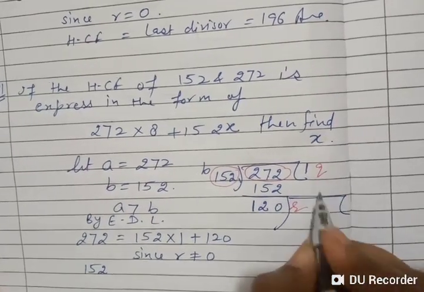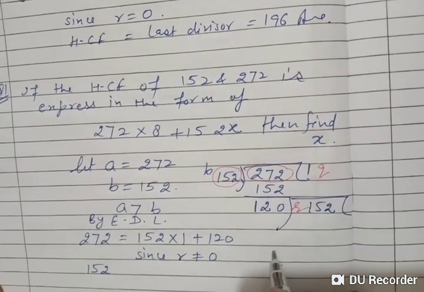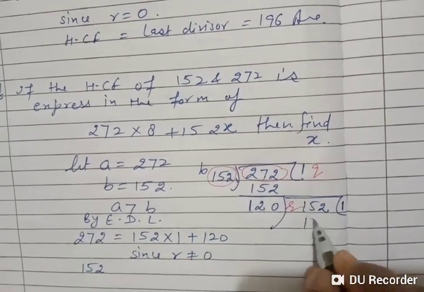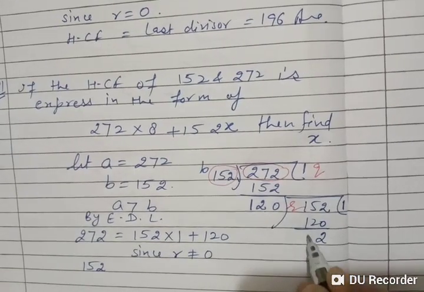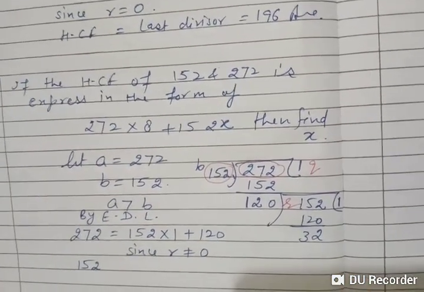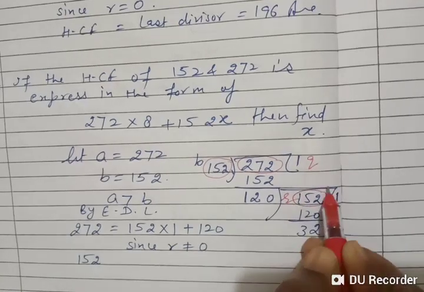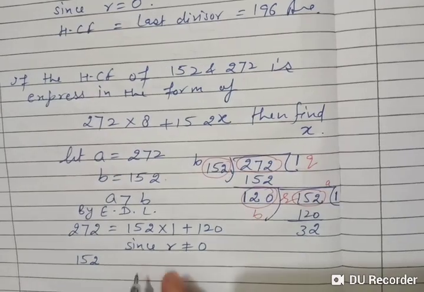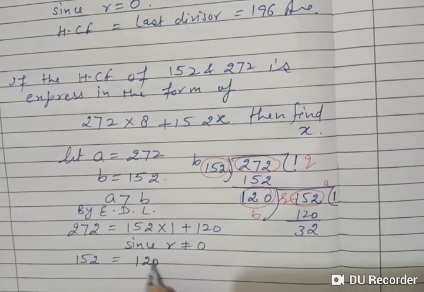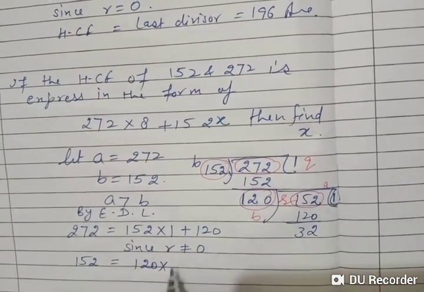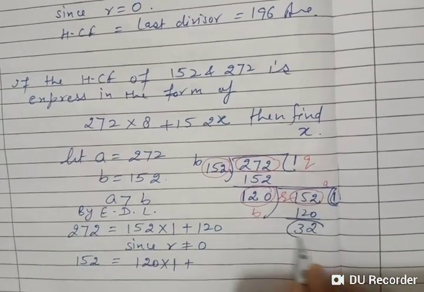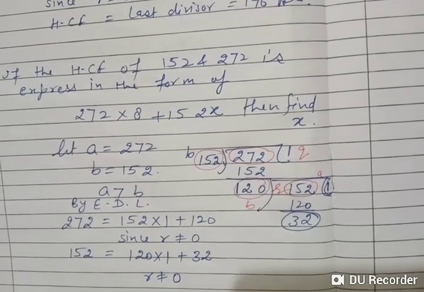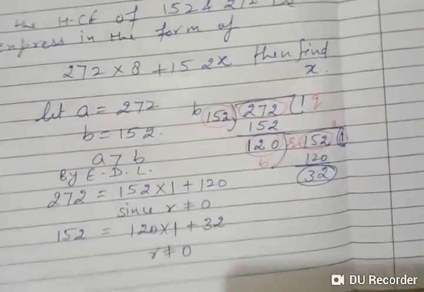So take the second step, divide 152 by 120. When we divide 152 by 120, 1 times 120 is 120. What is left? 32. In this step, this will become A, this will become B. So A is equal to B into Q, Q is 1, plus 32 is R. Again the remainder is not equal to 0, so again we apply Euclid division lemma.